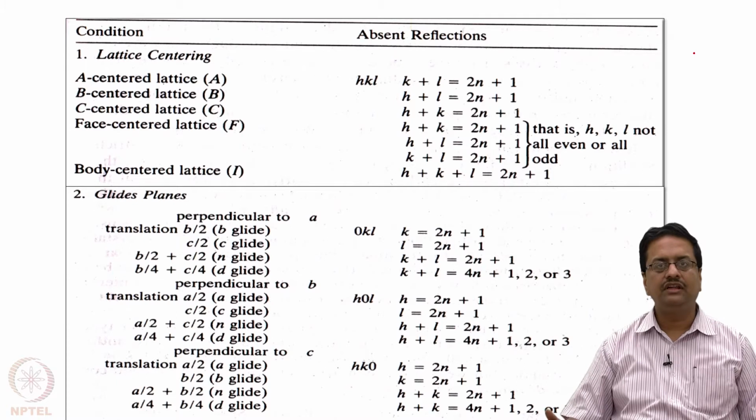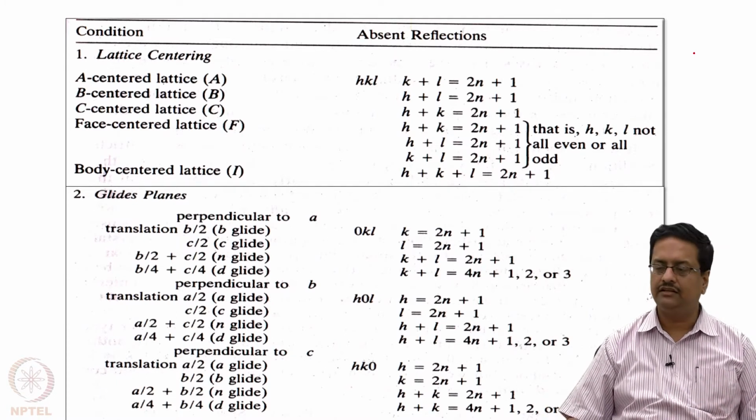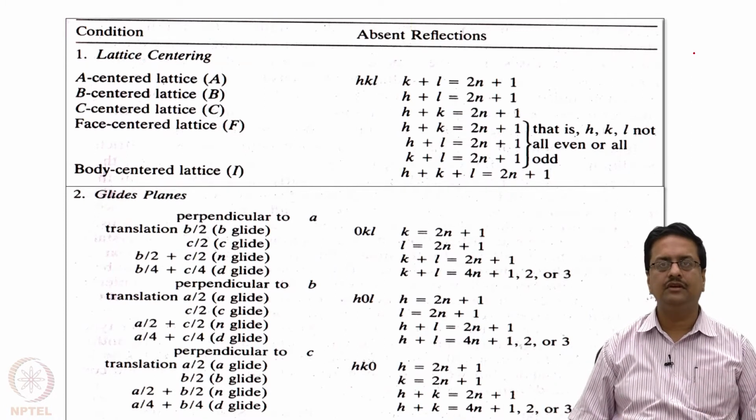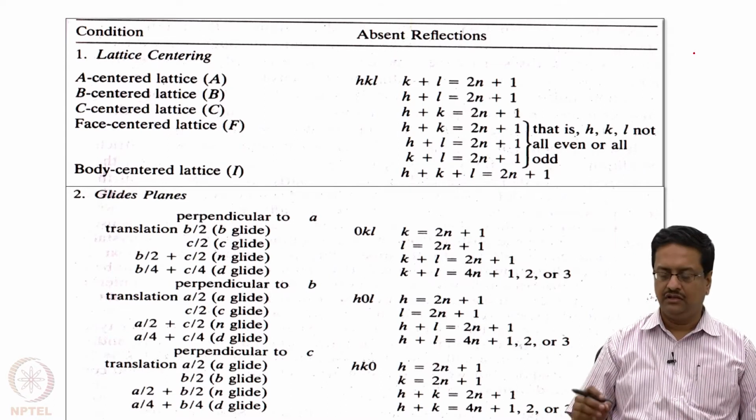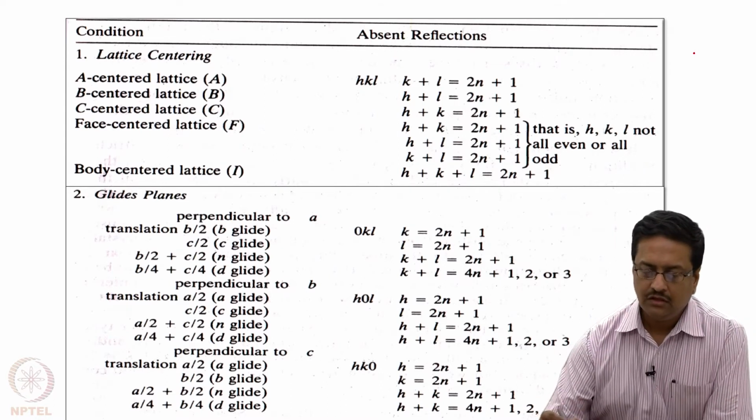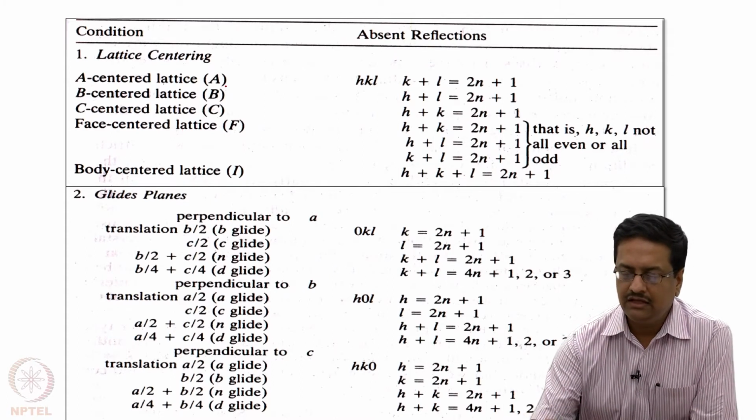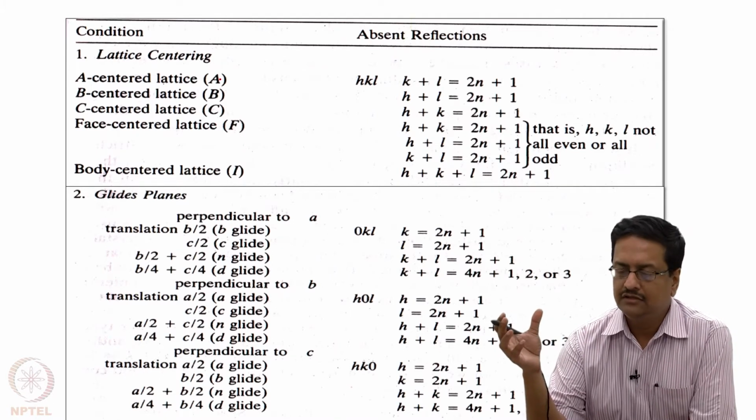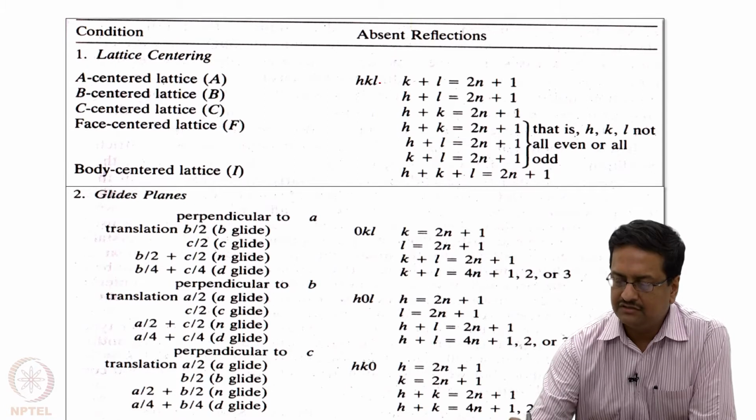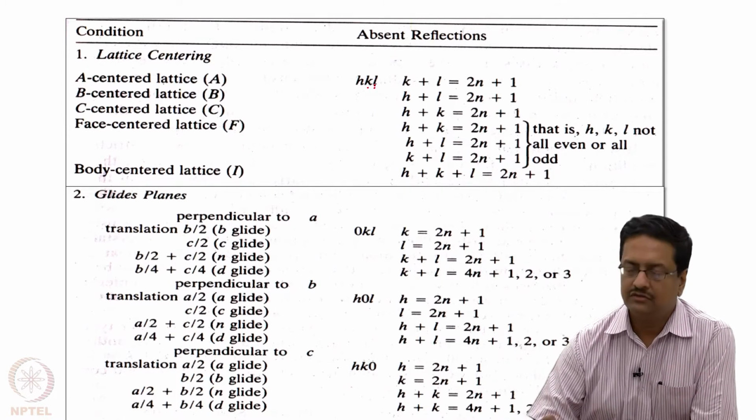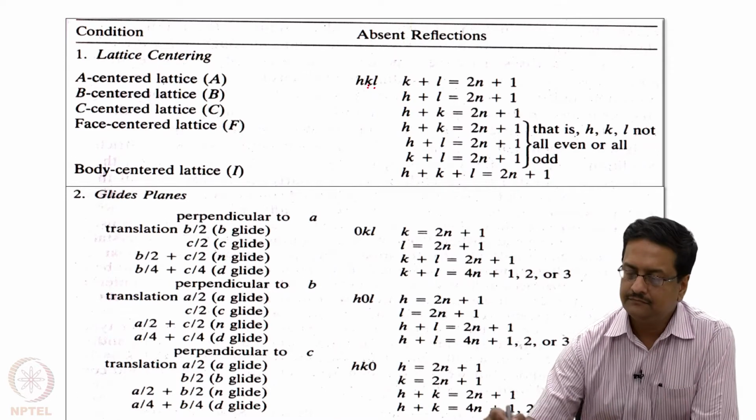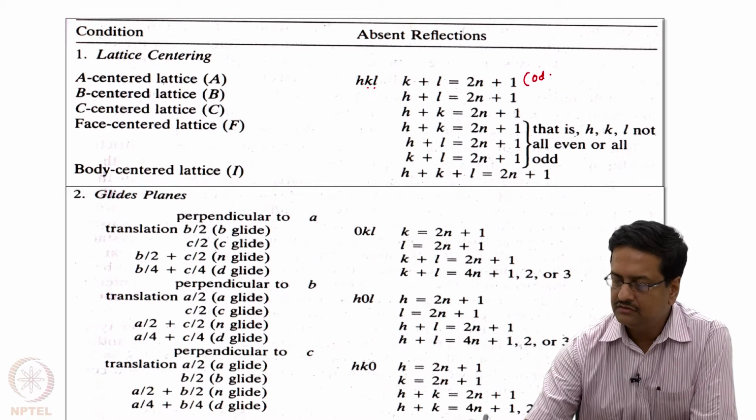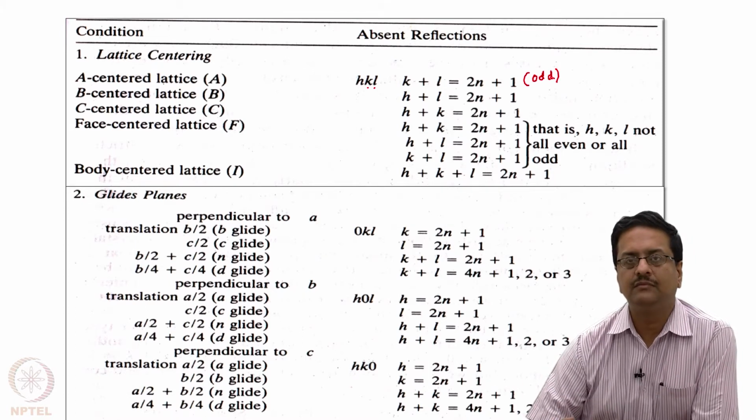For the time being, I am only introducing you to this lattice centering and the corresponding systematic absence conditions, but at a later stage we will be able to derive these conditions using some equations. So in case of a centered lattice, that means the BC face is centered, B and C means K and L. So for general reflections HKL, when k plus l is odd, 2n plus 1 means it is odd, the reflections will be absent.